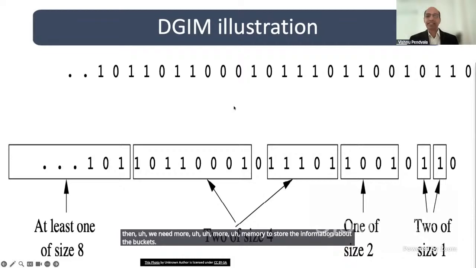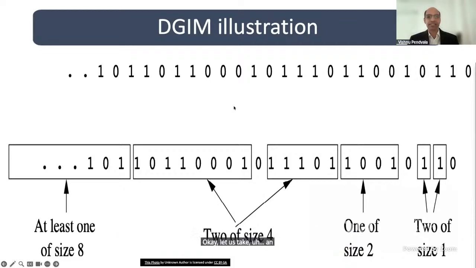Okay, let us take an example and see. So this is the stream of bits, ones and zeros, right? So we can have 2 buckets of the same size. So here 2 buckets are of the size 1, and here there is just 1 bucket of size 2. Again, 2 buckets of size 4, and 1 bucket of size 8, and so on and so forth. So what are some of the observations that you make?